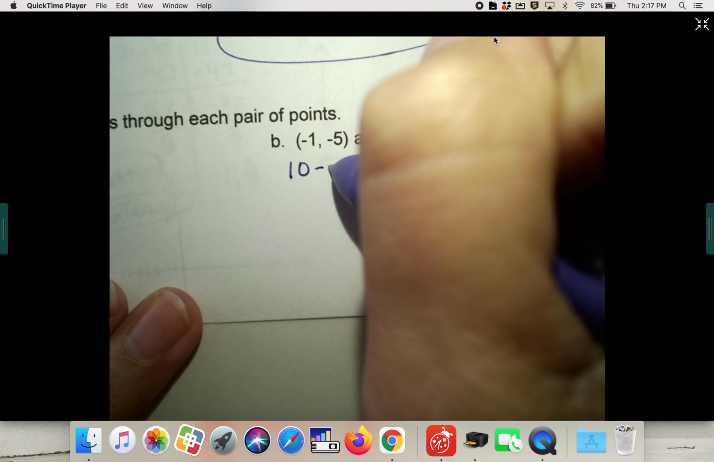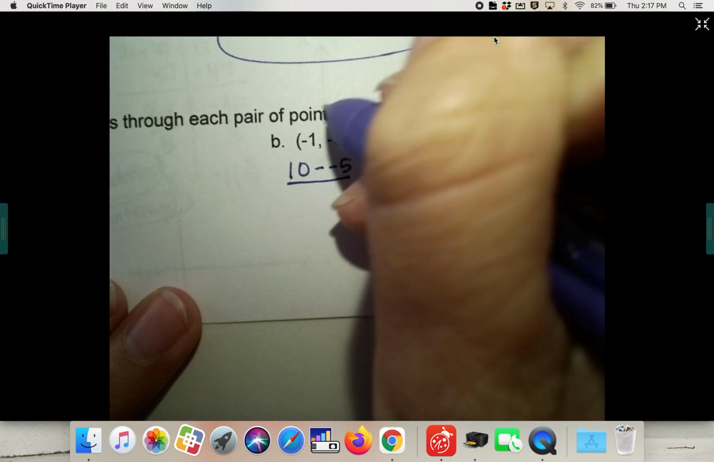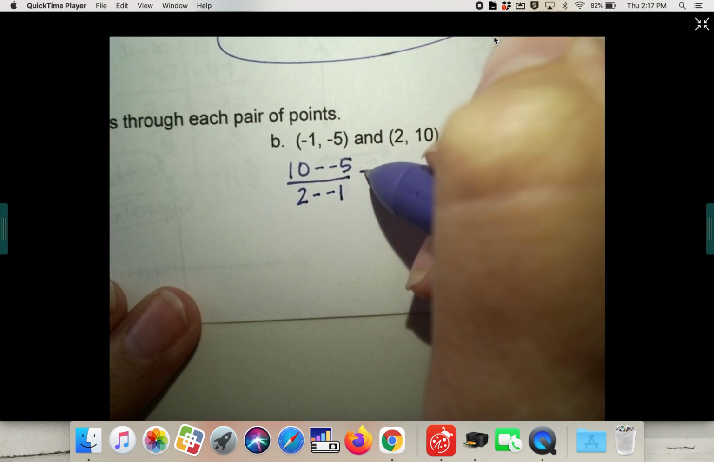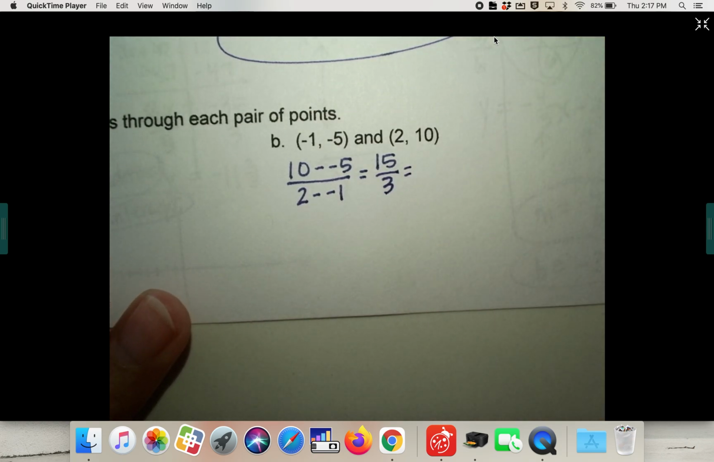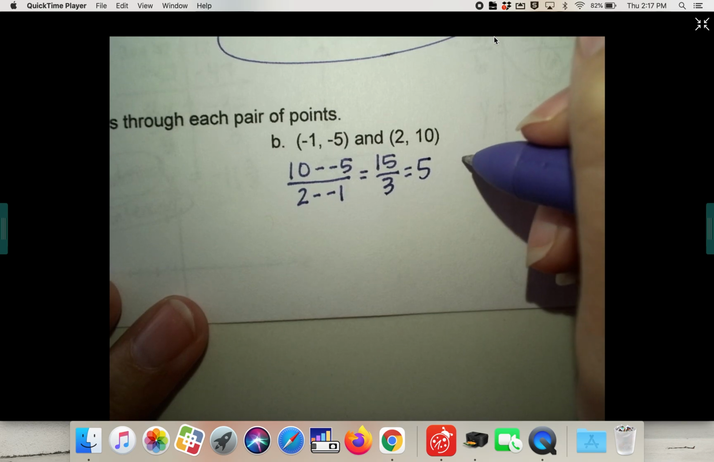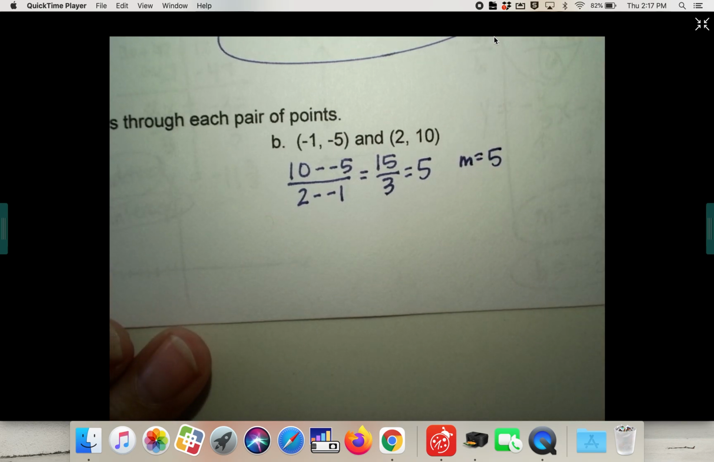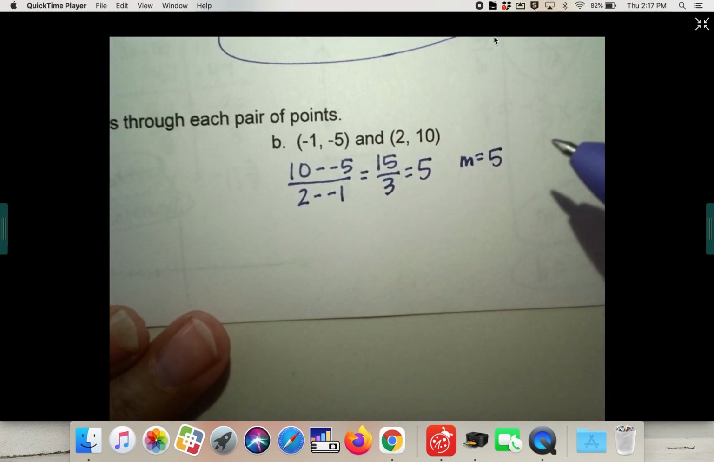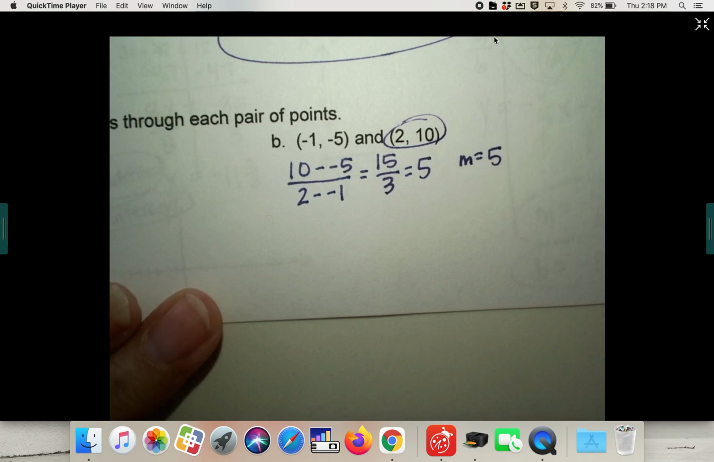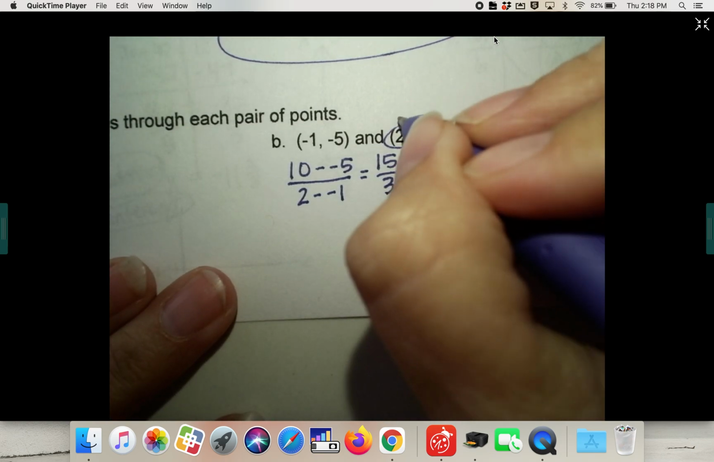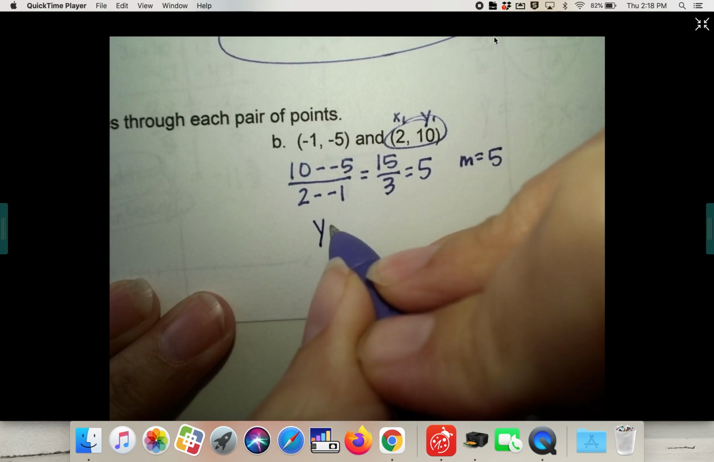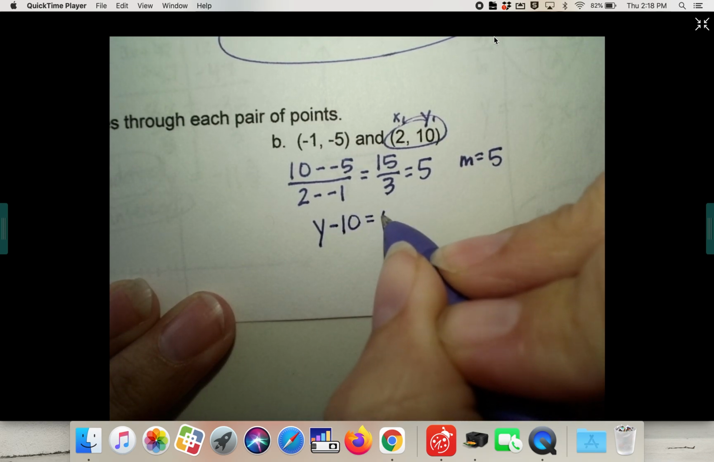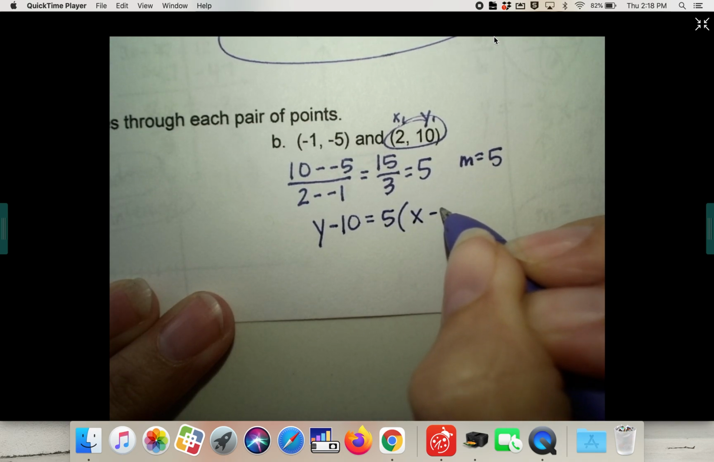10 minus -5 over 2 minus -1. That would be 15 over 3, and 15 divided by 3 is 5. So our slope is 5. All right, let's write it in point slope form first. I usually choose the first ones, but I'm going to avoid negatives. So this time I'm going to try the second one. This is my x1, this is my y1. So here we go. It is y minus 10 equals 5 times the quantity x minus 2.